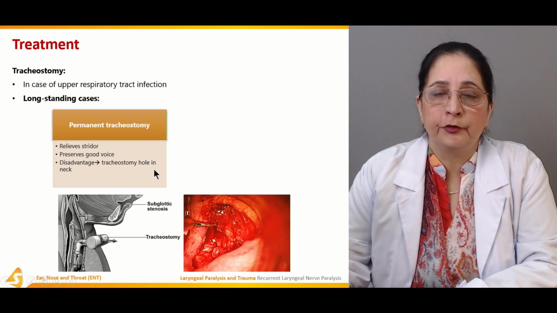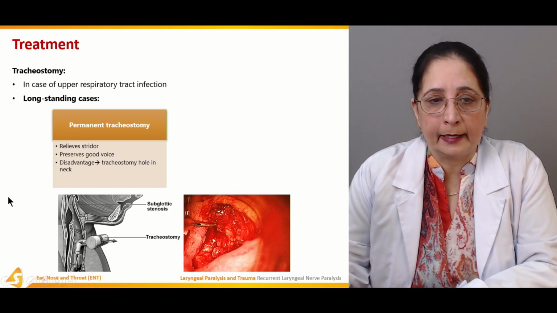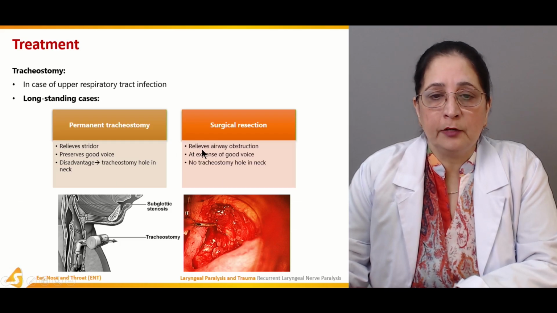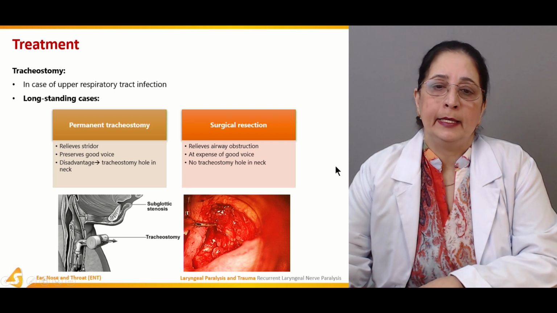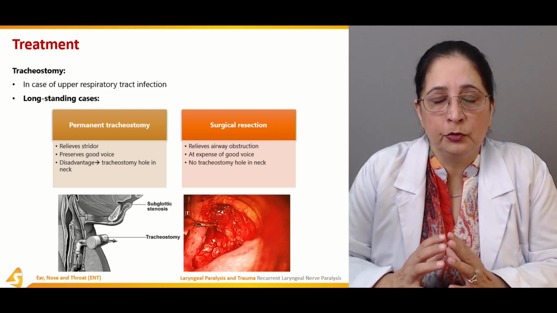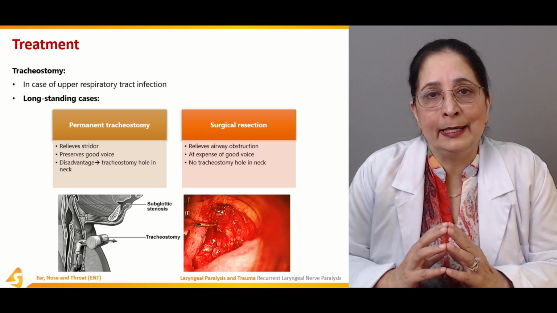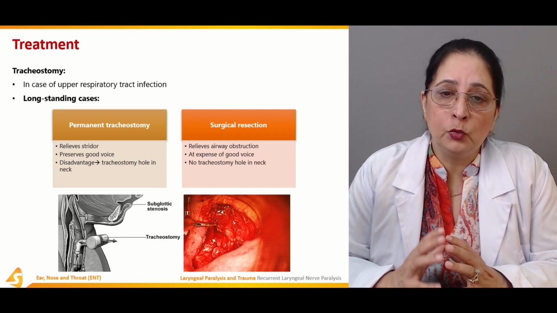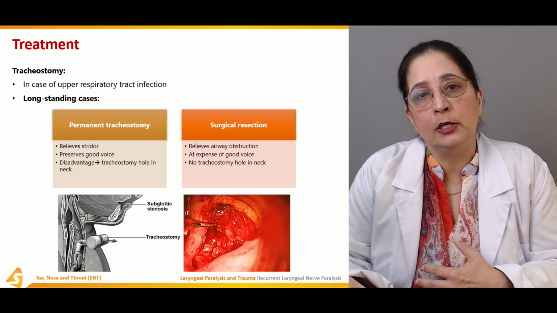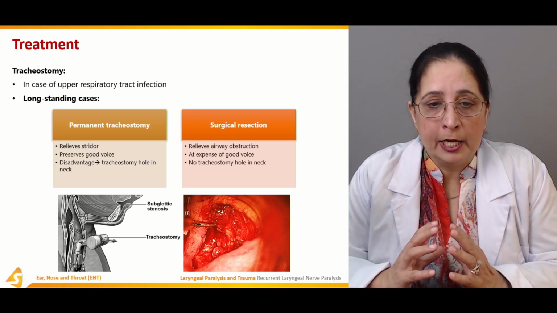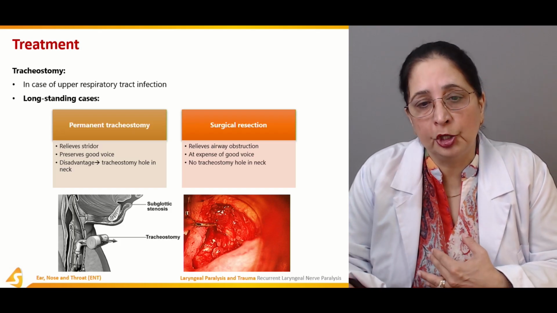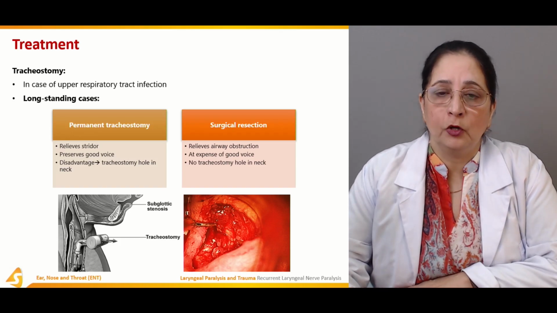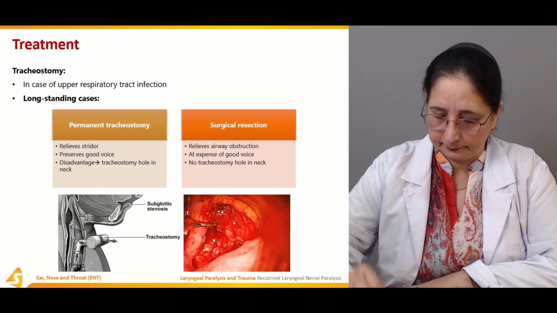The disadvantage is the tracheostomy hole in the neck. Surgical resection relieves airway obstruction at the expense of good voice, with no tracheostomy hole in the neck. So these are the two treatment options in long-standing cases. We can do the tracheostomy or we can do the surgical resection. In tracheostomy, there is a hole in the neck, but in surgical resection, there is no tracheostomy, no hole in the neck.